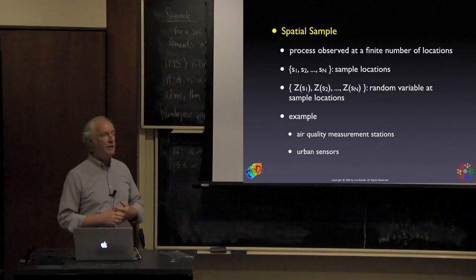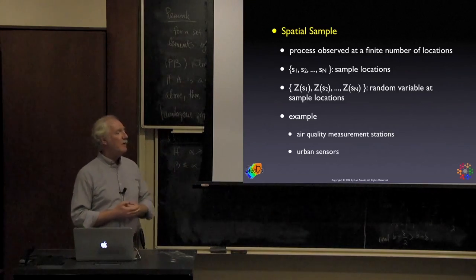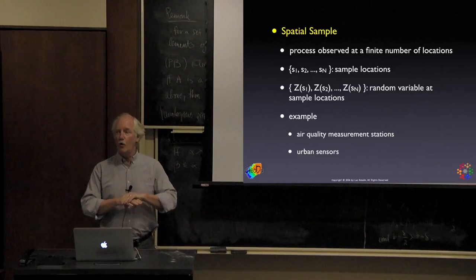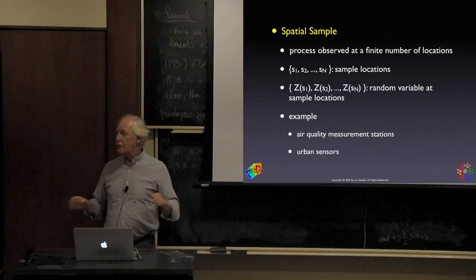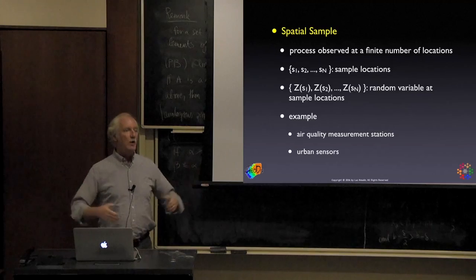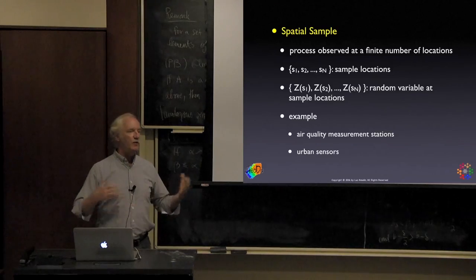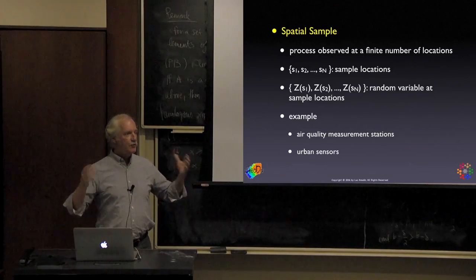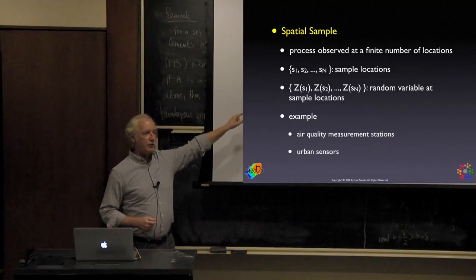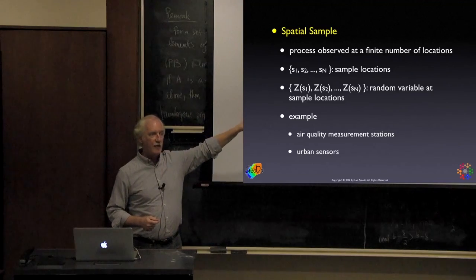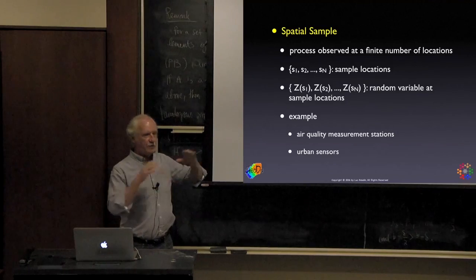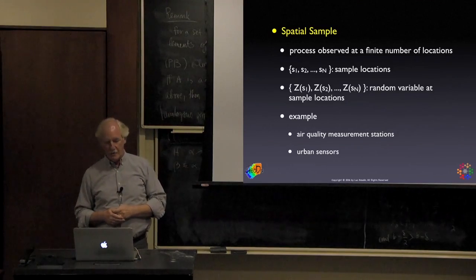And so in this case, it's very concrete. Let's say we want to have a measure of air quality over the whole city. There's no way we can go around and measure air quality everywhere. We can put in a reasonable number of sensors, 20, 30, and treat these as sample points that give us observations at a number of locations S, from which we then infer what is the process that generated this.